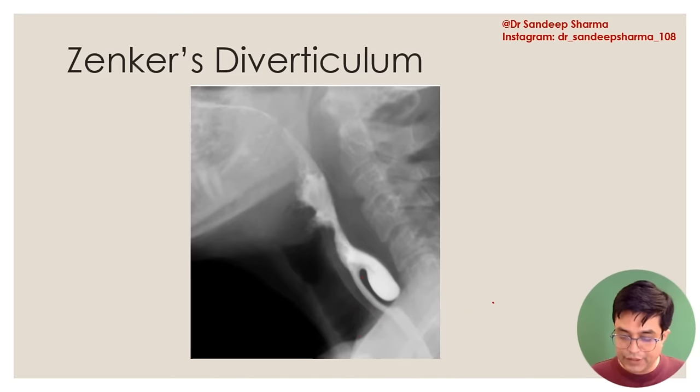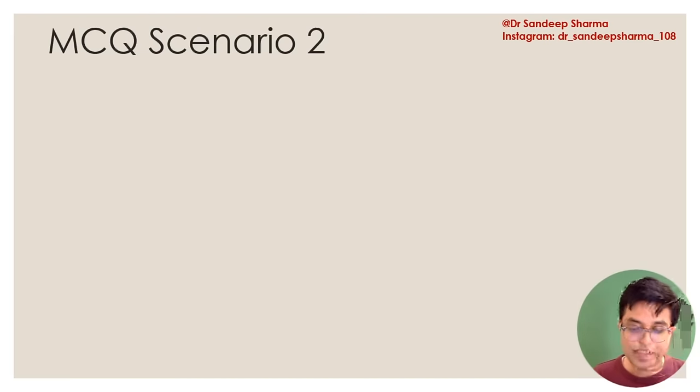So see here, in case you find a barium swallow picture like this, where there is a hanging diverticulum-like thing appearing, very characteristic feature, this is how the barium swallow finding of Zenker's diverticulum will look, right? So the visual question is also covered. Let us move further and talk about MCQ scenario number two.